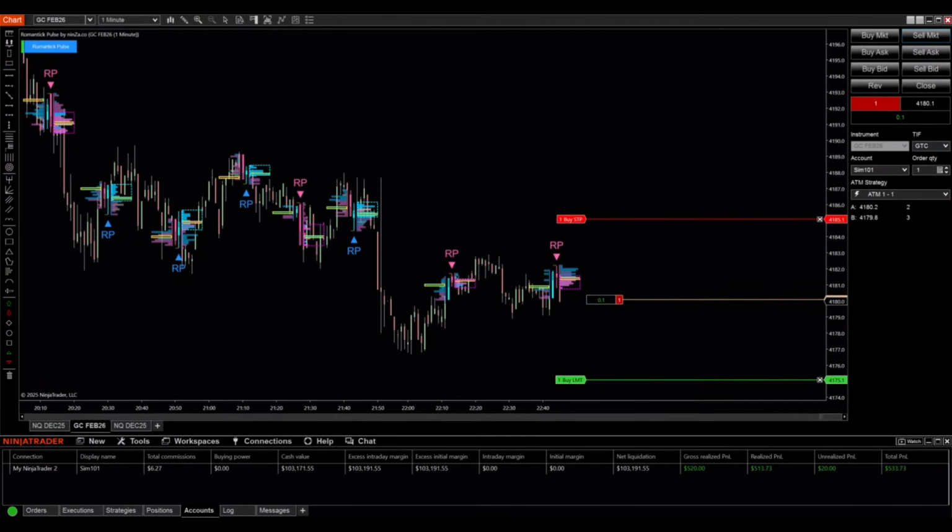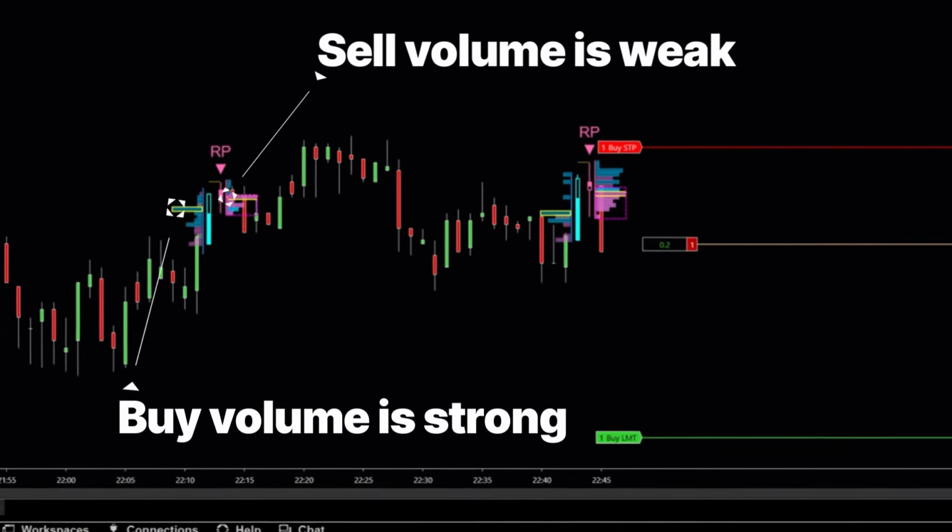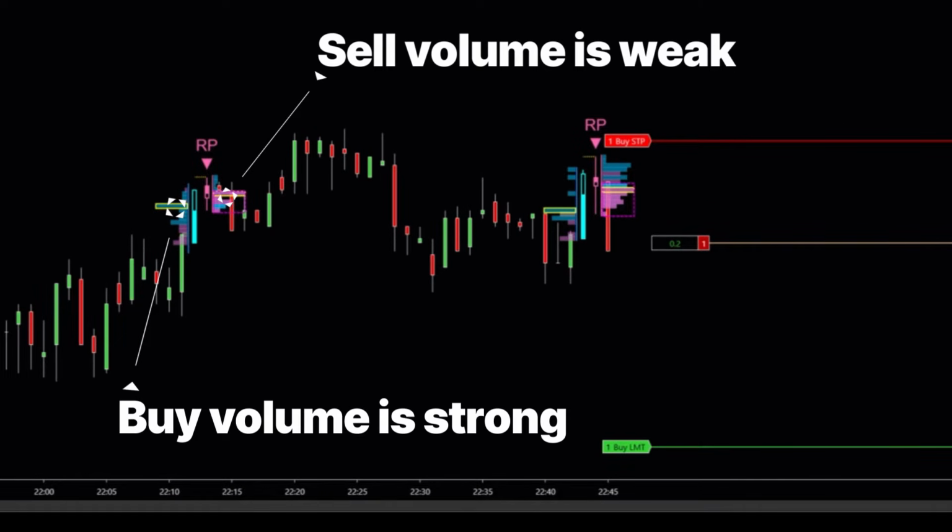For the second entry, price continued forming a strong bearish structure and then pulled back. I skipped the first sell signal because the selling volume on the signal candle was weak, while the buying volume on the previous candle was very strong.